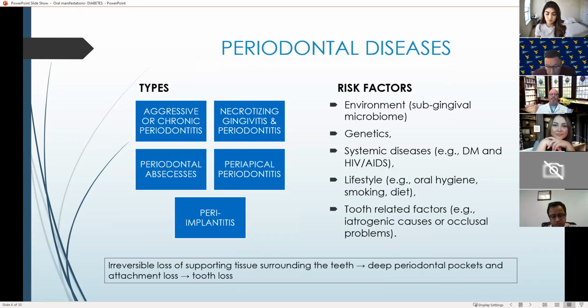So several types of periodontitis have been described, as we can see here. So we can mention aggressive or chronic periodontitis, necrotizing gingivitis and periodontitis, and finally periodontal abscesses. Recently, a new classification and case definition has been introduced. So we have periapical periodontitis, which is a specific type of periodontitis affecting the periodontium around the apex of the tooth, and peri-implantitis, like I said before, a chronic inflammation affecting the tissues around dental implants.